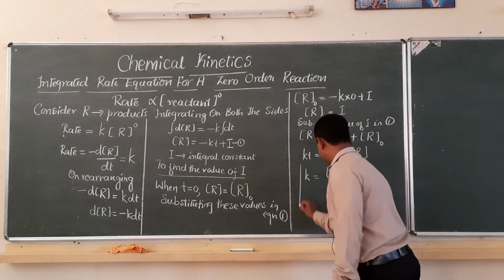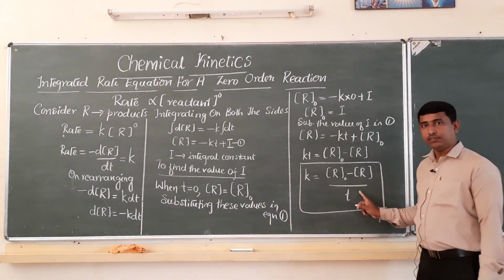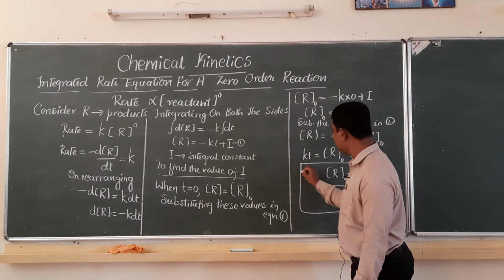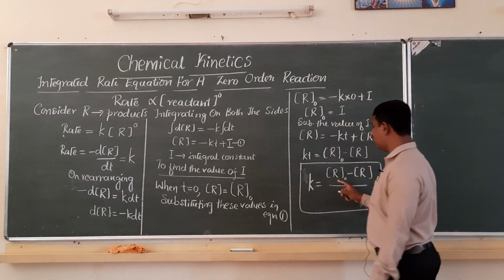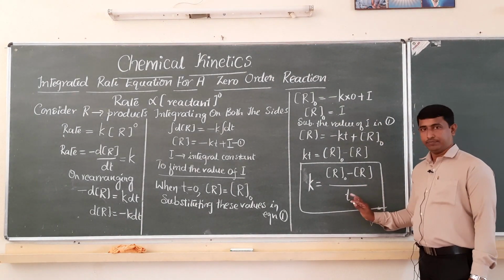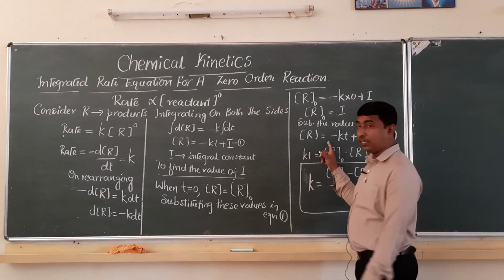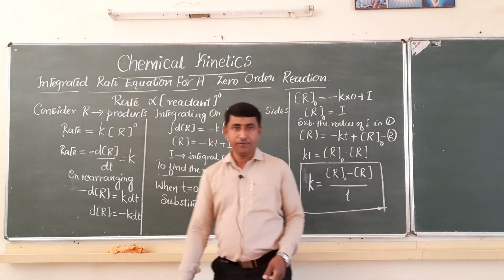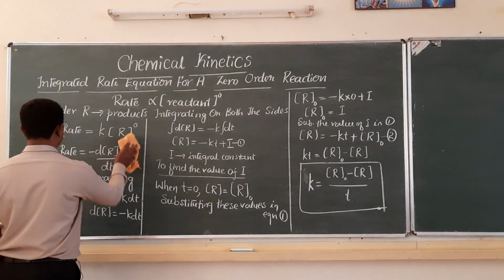Now this expression is called as what? Integrated rate equation for a zero order reaction. So the integrated rate equation for a zero order reaction is K equal to R0 minus R by t. Say this equation, we will take it as 2. Now equation 2 is of the form y is equal to mx plus c. I will write it here.